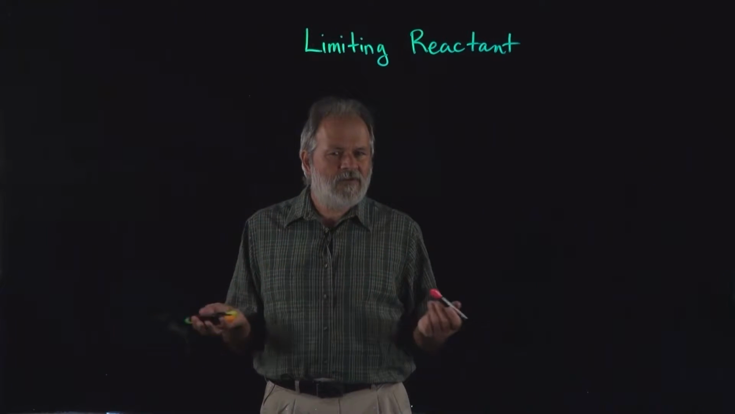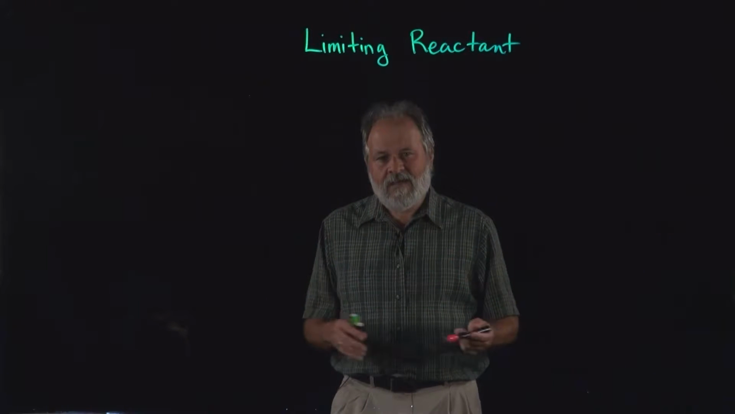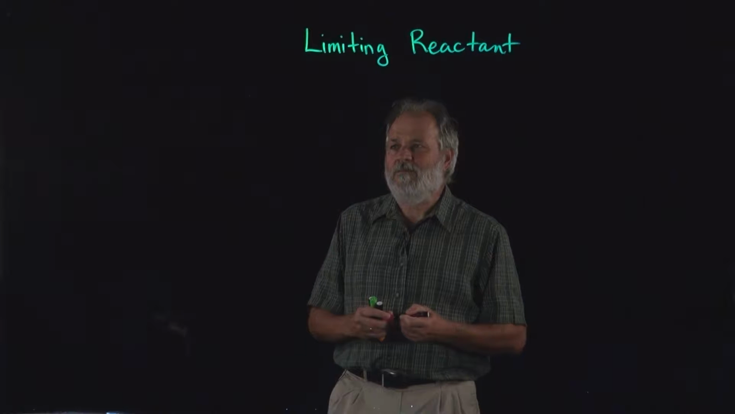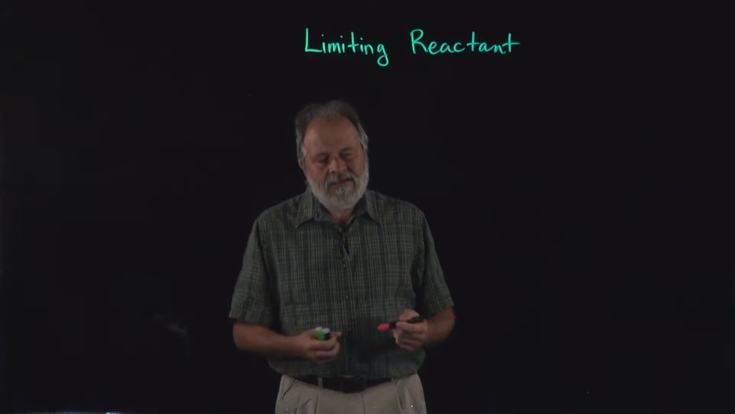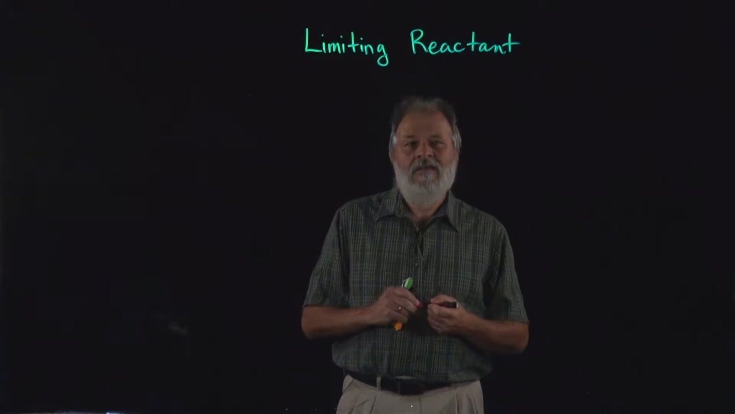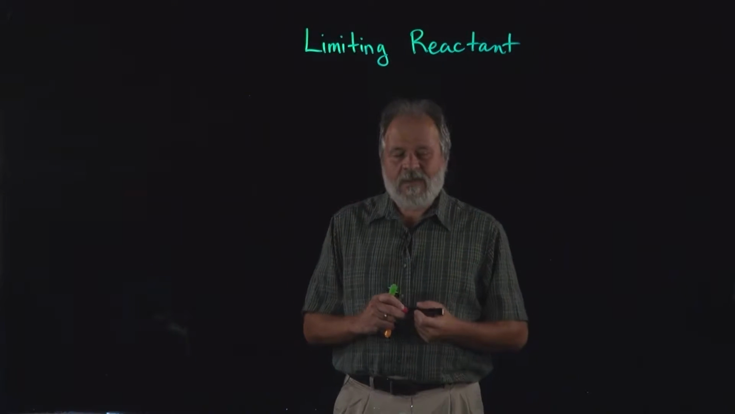And so the first thing we're going to have to do is convert the mass of these things to the number of these things. That's what determines how many sandwiches we can make. The example we're going to use has exactly the same stoichiometry as making a sandwich.